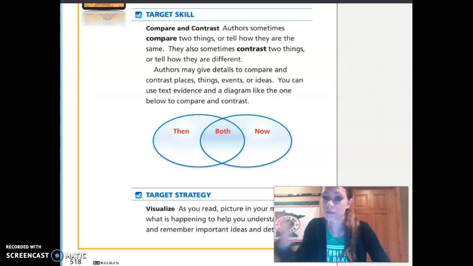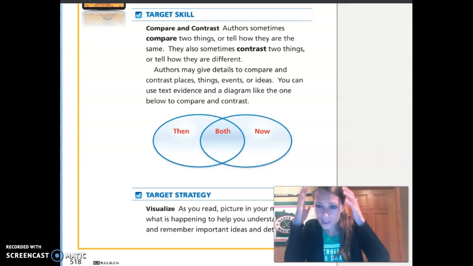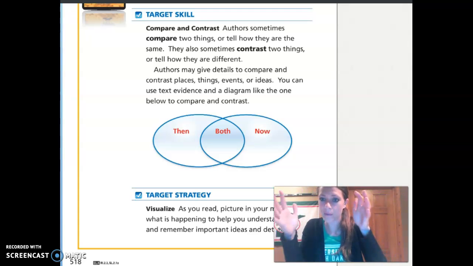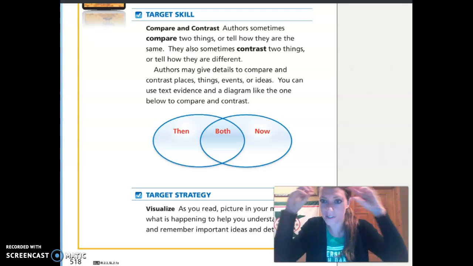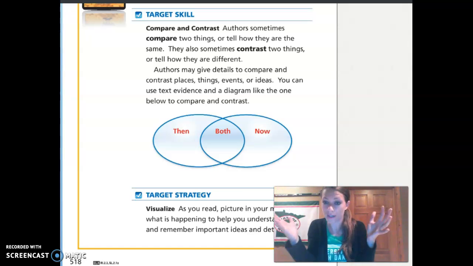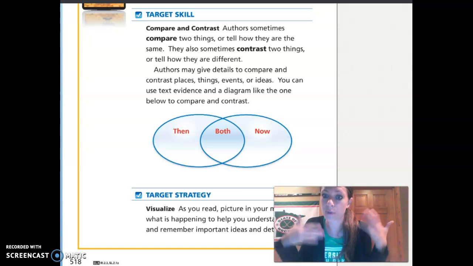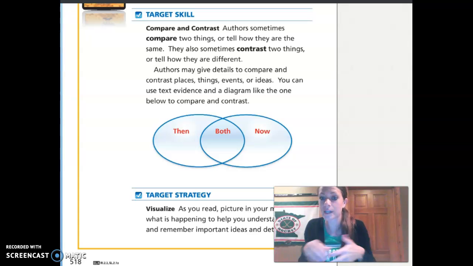visualize. So as you're reading, you're picturing in your mind what is happening. It's kind of like there's this movie that's playing across in your mind. You're visualizing, you're picturing in your mind what is happening to help you understand and remember important ideas and details.